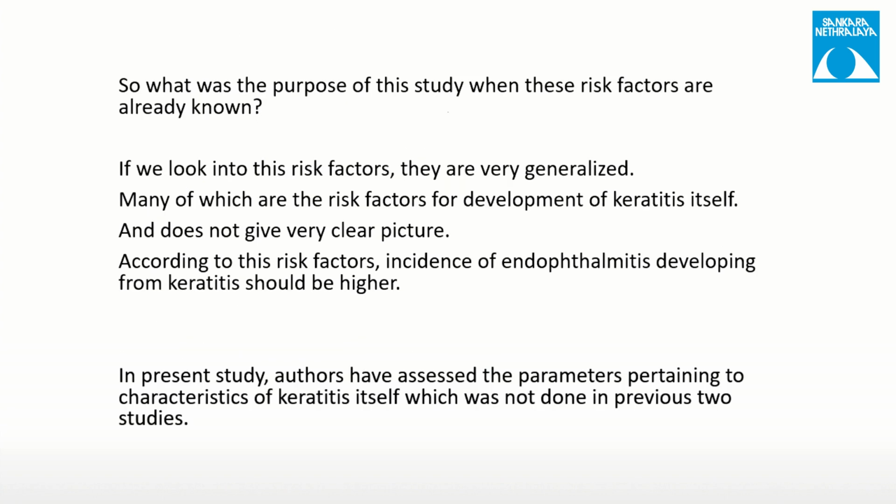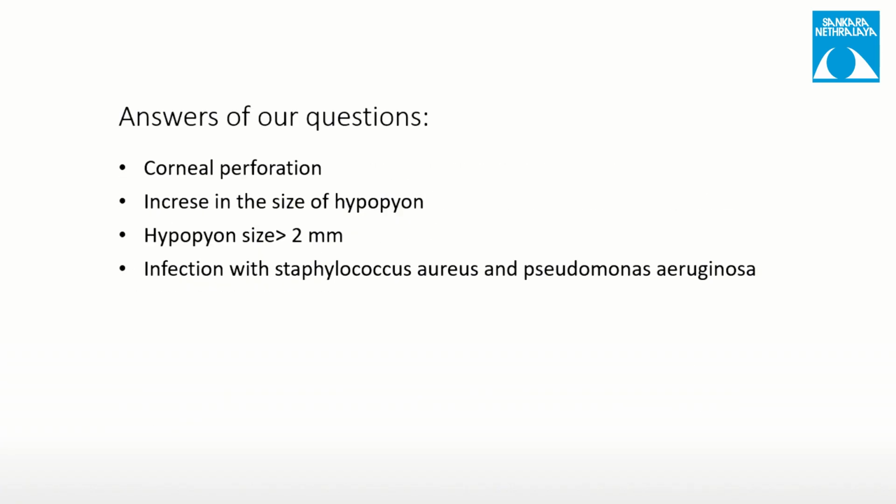So in this study, they have assessed the parameters pertaining to the characteristics of keratitis itself, which was not done in the previous two studies. So whenever we encounter any patient with keratitis, what criteria should we look at to know that this patient can progress to endophthalmitis? Following this study: corneal perforation, increase in hypopyon size of greater than 2 mm, infection with Staphylococcus aureus and Pseudomonas aeruginosa, along with the risk factors which are enlisted in other studies.